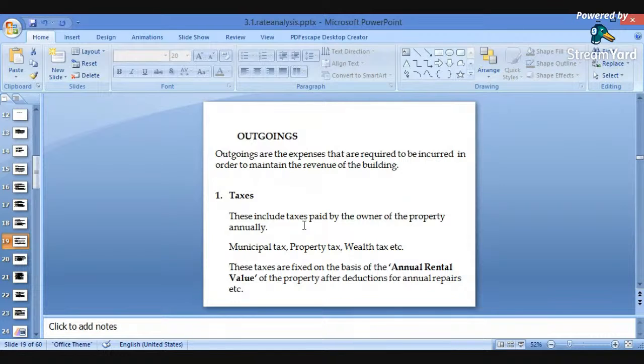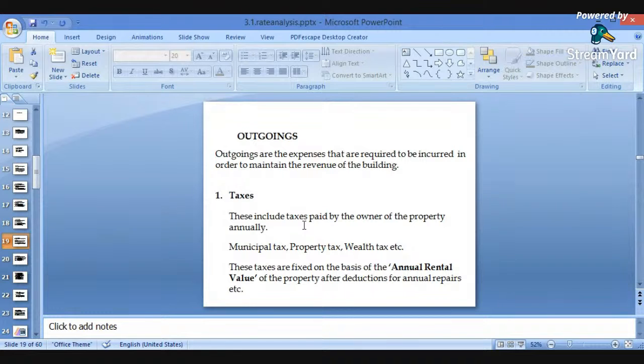Next, what is outgoings? Outgoings are the expenses that are required to be incurred in order to maintain the revenue of the building, in order to maintain the life or durability of the building, in order to have the building or the factory in working conditions. What are the different expenses required? All these expenses are covered in a separate head as the outgoings.